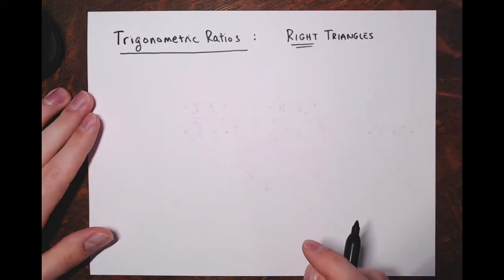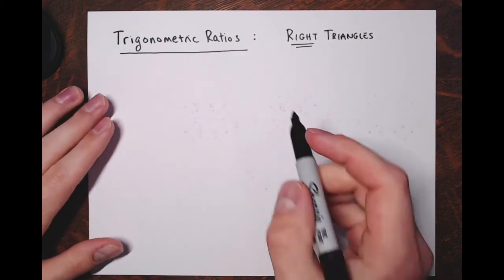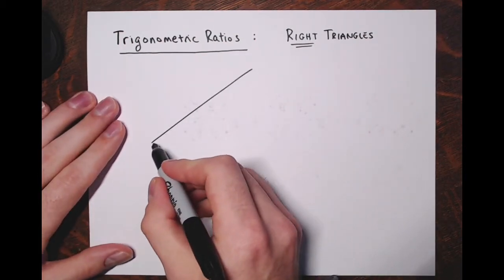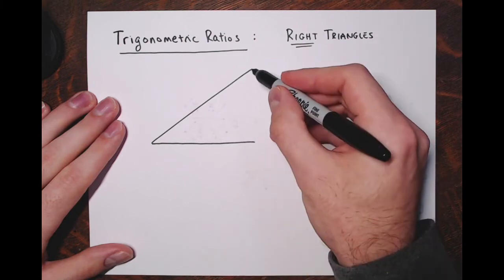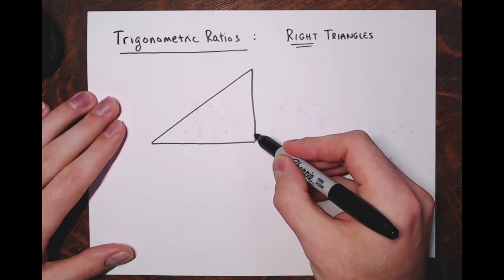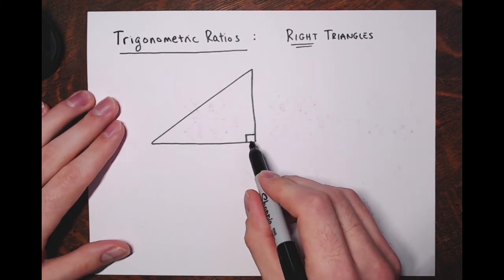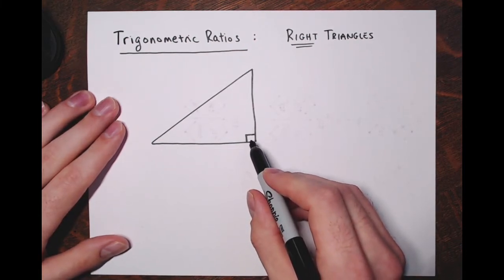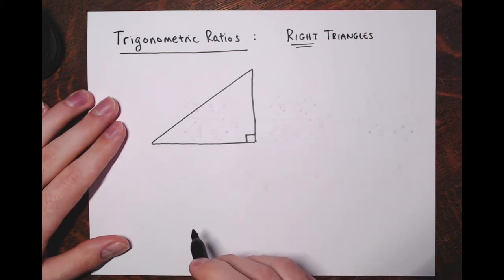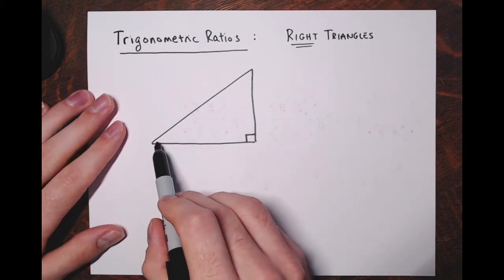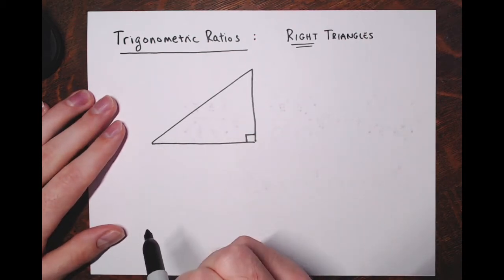Remember what it means for a triangle to be a right triangle. A right triangle has a 90-degree angle in it, a right angle, or a pi over 2, pi divided by 2 radian angle. And then there are 3 sides in a triangle.